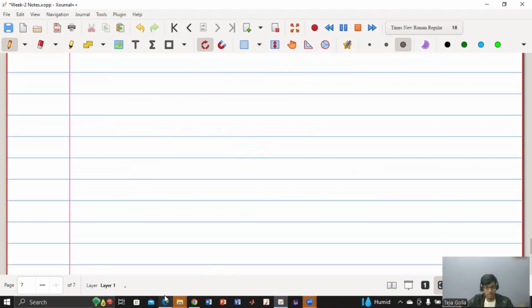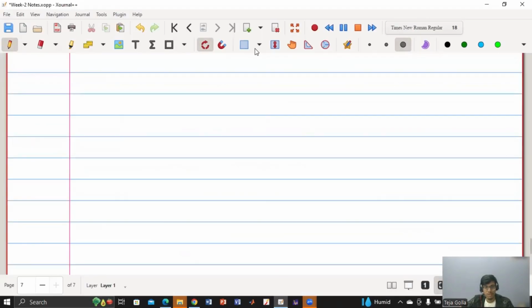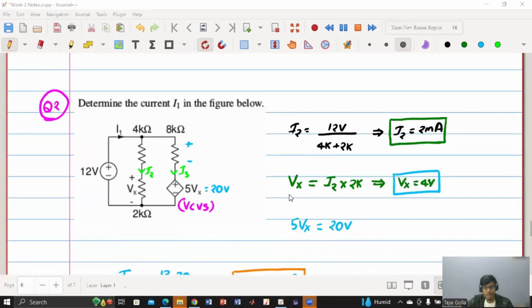So we can move on. Sir, excuse me. Vx is equal to 20, sir? Yes. Again, repeat, sir. So have you understood until Vx equals 4 volt? Did you understand this step, how we are getting Vx equal to 4 volt?